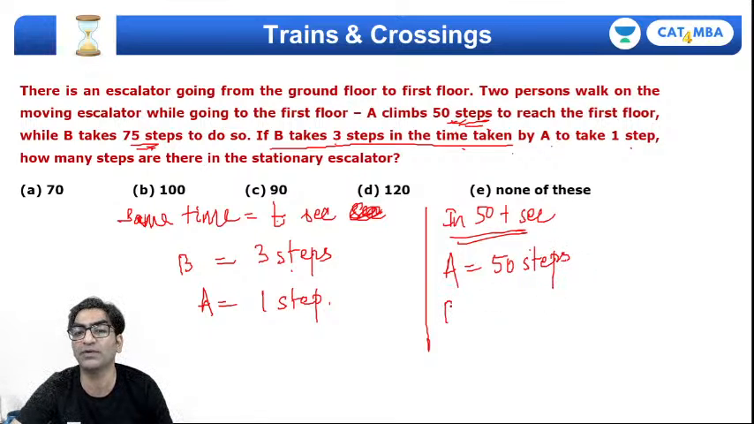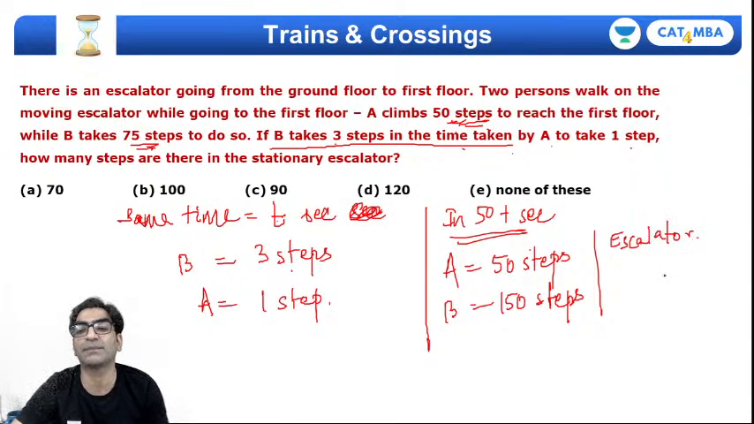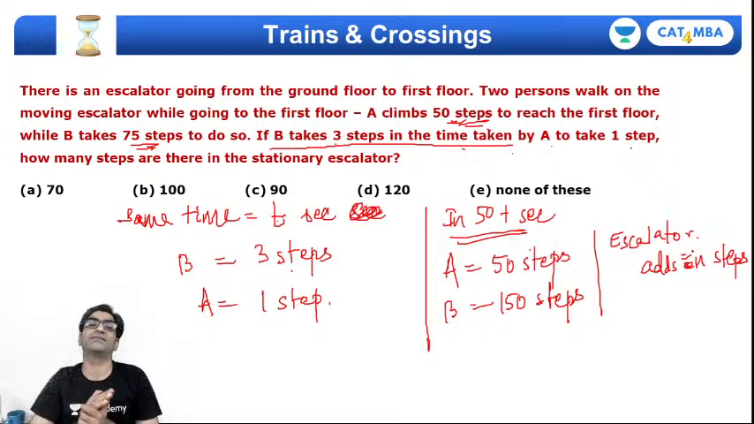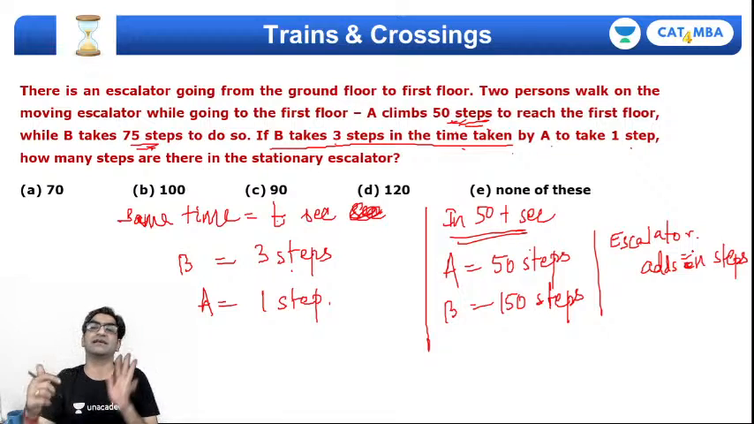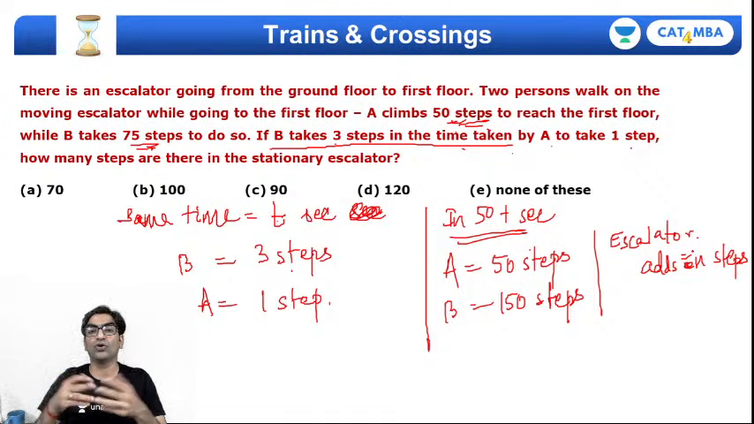In the same time b would have traveled 150 steps, and the escalator actually adds same amount of steps. So escalator adds, let's say, n steps, है ना? तो सेम टाइम लगा है. t सेकंड्स में अगर a ने 1 स्टेप लिया है तो a को 50 स्टेप्स लेने में मान लो 50 t सेकंड्स लग रहे हैं. तो उतनी देर में a will cover 50 steps, b will cover 50 times 3 steps 150, and escalator will add n, right? Now what you do know is that the distance is the same.